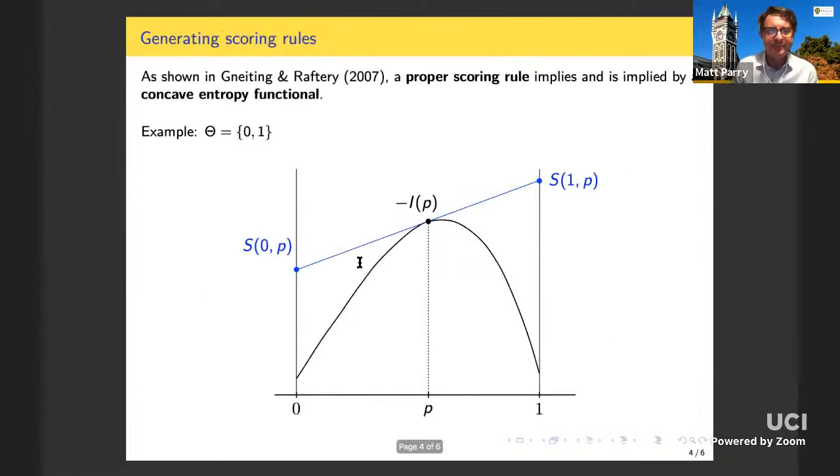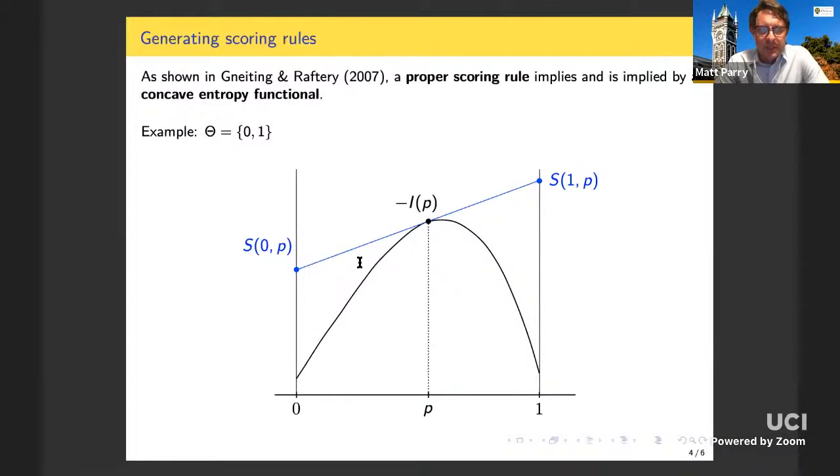The second comment then is really about how we can generate scoring rules. And this just sort of elucidates the connection between proper scoring rules and entropy and information. This was shown in Gneiting and Raftery in 2007, that you can go both ways. So a proper scoring rule will imply entropy, and an entropy will also imply a scoring rule. And here's a nice little graphical picture of what happens if the parameter space is just 0 and 1. So obviously not very useful in practice, but this allows us at least to draw a picture.